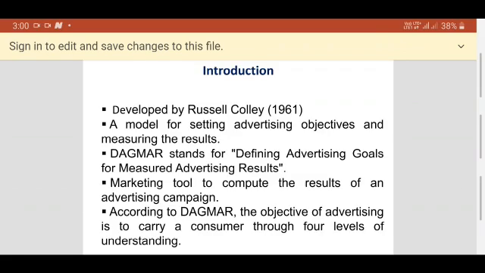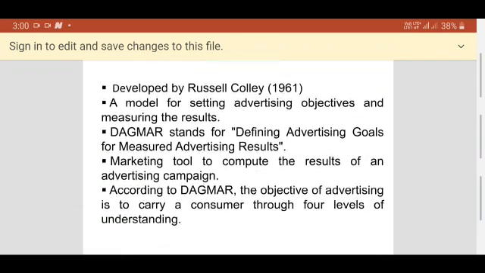It was developed by Russell Colley in 1961, a model for setting advertising objectives and measuring the results. DAGMAR stands for Defining Advertising Goals for Measured Advertising Results. The marketing tools to compute the results of an advertising campaign. According to DAGMAR, the objective of advertising is to carry a consumer through four levels of advertising.